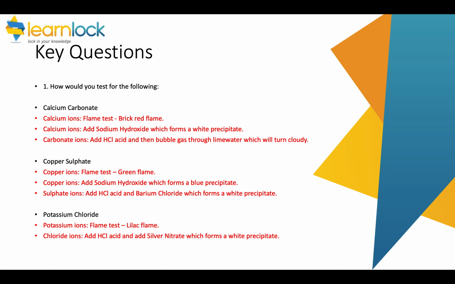To test for copper sulfate, first the copper ions, you would do a flame test and it will give a green flame. Or you can add sodium hydroxide and it will form a blue precipitate. To test for the sulfate ions, you would add hydrochloric acid and barium chloride and you'd form a white precipitate. Finally, potassium chloride. You would do a flame test to give a lilac flame. And then to test for the chloride part, you would add hydrochloric acid and silver nitrate and you'd form a white precipitate.